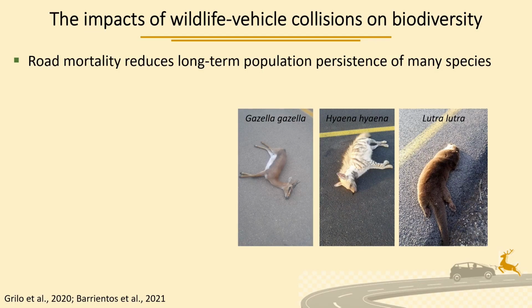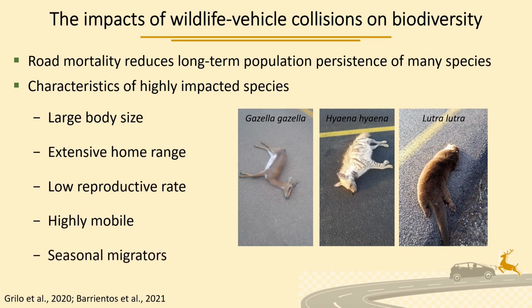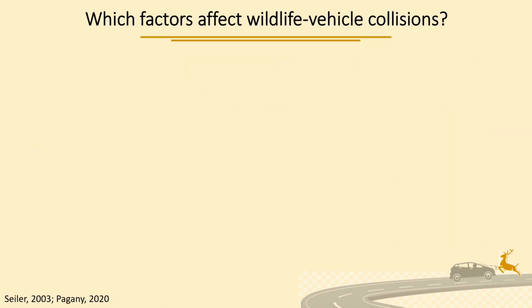Roads and highways impose many negative impacts on wildlife, and wildlife vehicle collisions are one of the major impacts. Collisions with vehicles lead to wildlife mortality, which reduces the long-term persistence of many populations. Species that are mostly impacted by roadkill are characterized by large body sizes, extensive home ranges, species with low reproductive rates, highly mobile species, and seasonal migrators. For example, the mountain gazelle, the striped hyena, and the Eurasian otter, seen in these photos. It is therefore important to understand the factors that affect wildlife vehicle collisions, leading to roadkill.